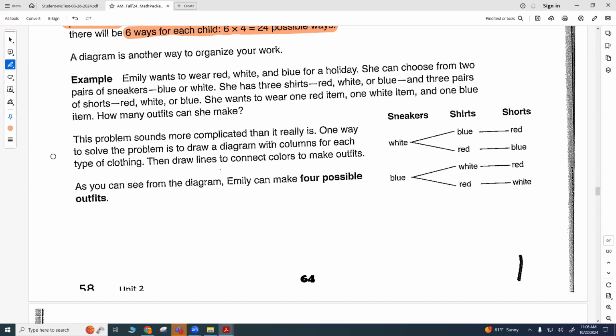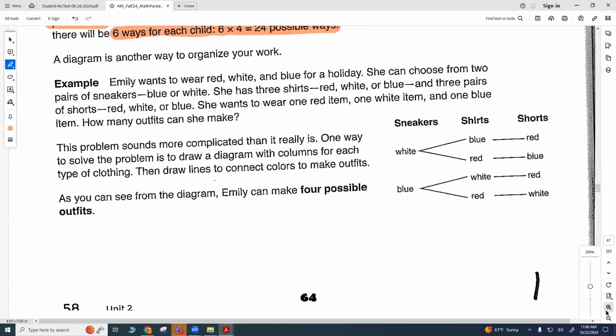So here at the bottom of page 64, there's another example. Here we see Emily. Emily wants to wear red, white, and blue for a holiday. She can choose from 2 pairs of sneakers, blue or white. Then she has 3 shirts, red, white, or blue, and 3 pairs of shorts, red, white, or blue. She wants to wear 1 red item, 1 white item, and 1 blue item. So how many outfits can she make?